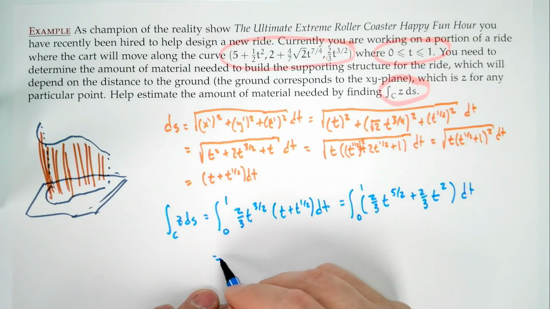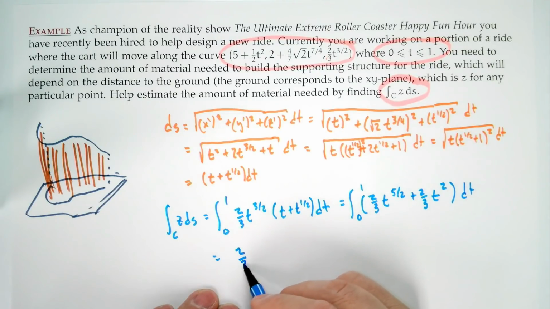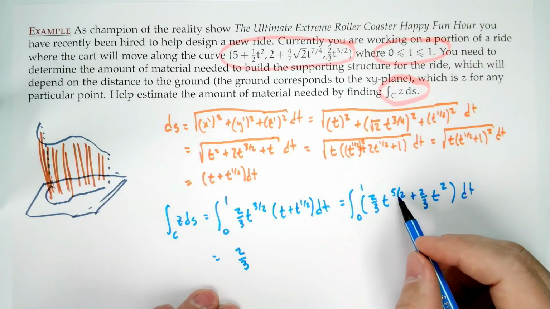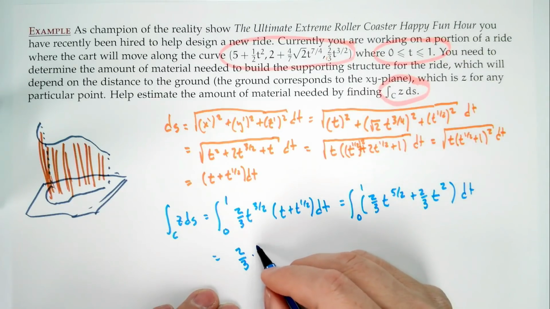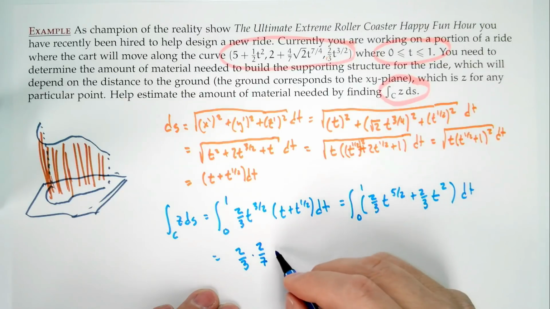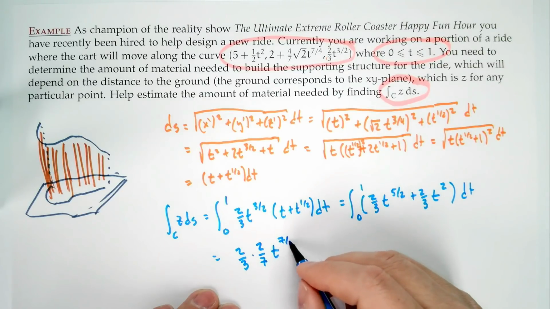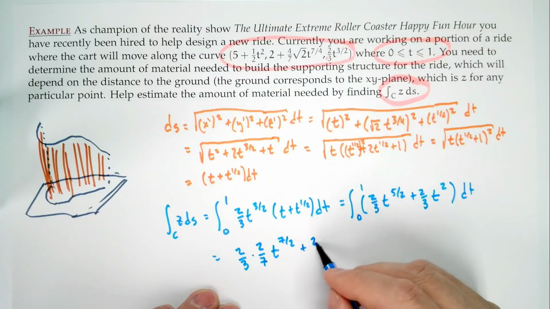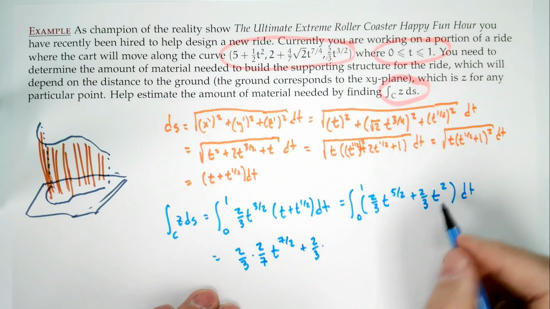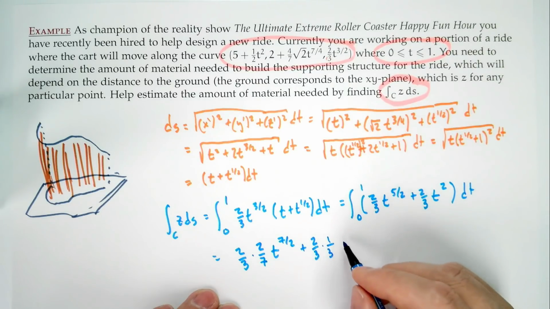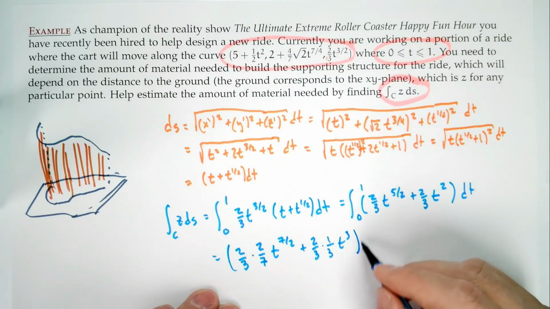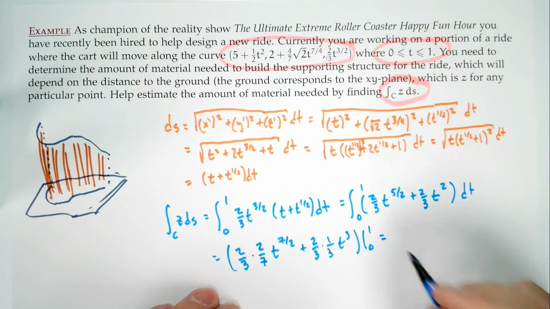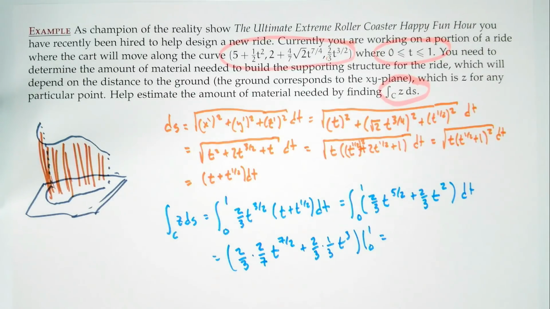We integrate. So we're going to get 2/3. Now, it'll be 7/2, because I add 1 to the exponent. And for 7/2, what I'll do is multiply by 2/7. So t to the 7/2, plus another 2/3 times t squared will be 1/3 and t cubed. And evaluate from 0 to 1. Now when we plug in 0, we're going to get 0, so that's good. We plug in 1, we get our coefficients.